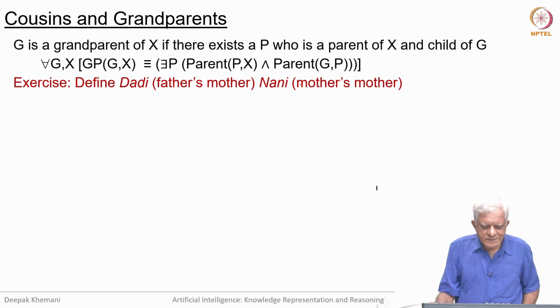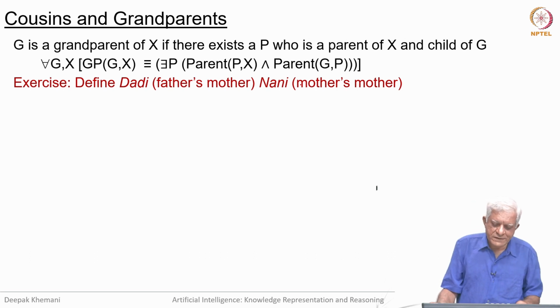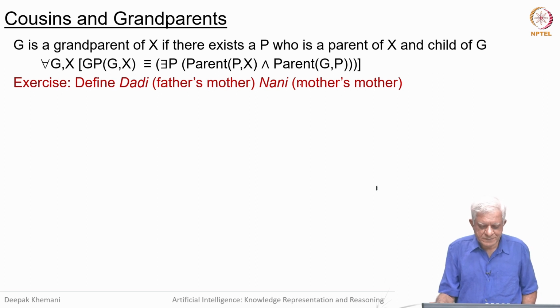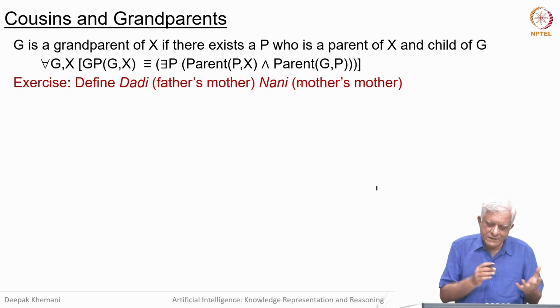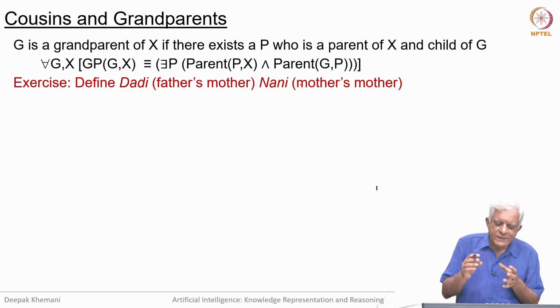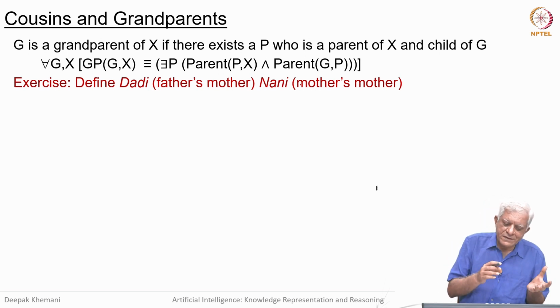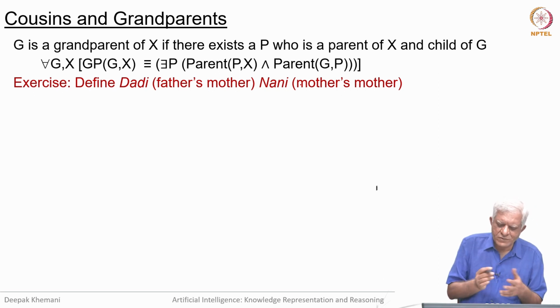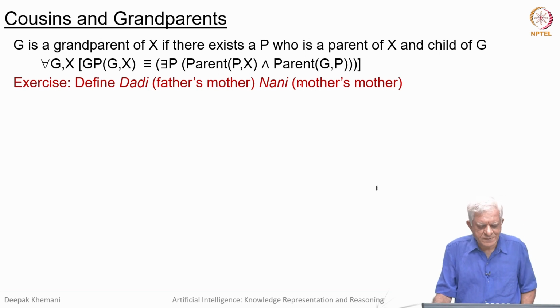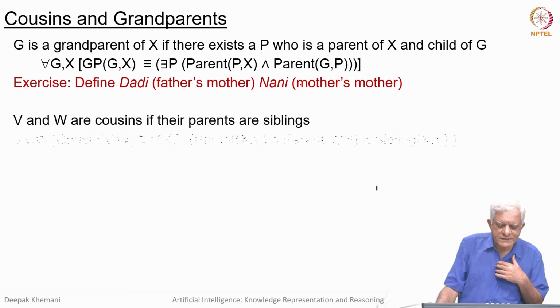As an exercise, please define Dadi, which is father's mother, and Nani, which is mother's mother. These would be special cases of grandparents, and we can define relations between Dadi and grandparent also. So, we can say a Dadi is a grandparent where the grandparent is a female and the parent is a male essentially. You could do that, or you could define it from first principles in terms of father and mother essentially.